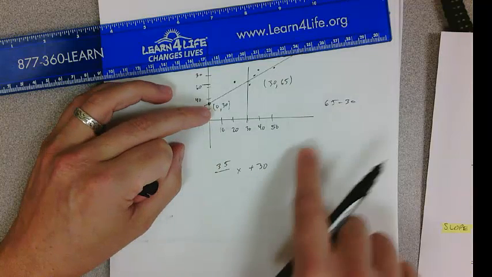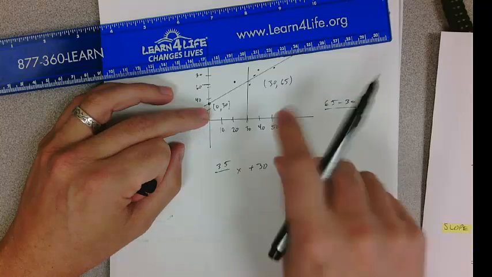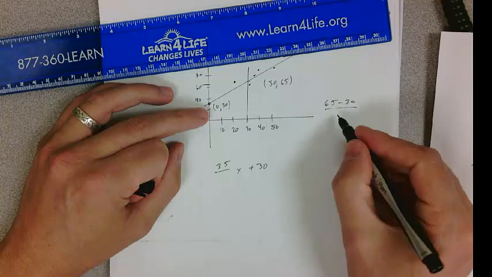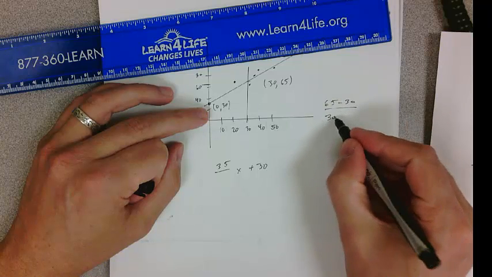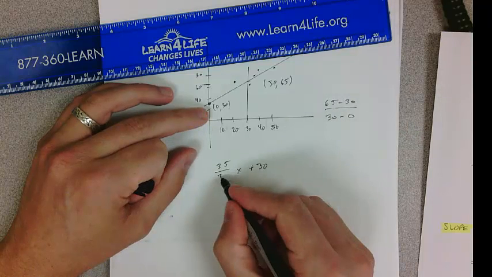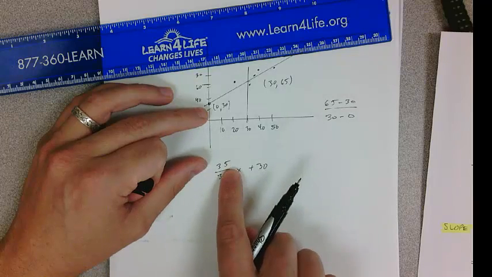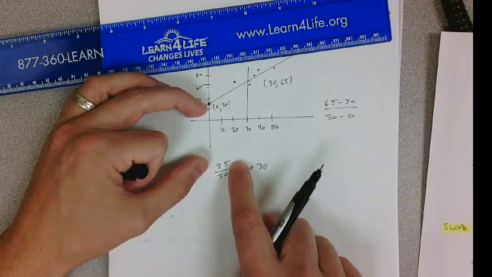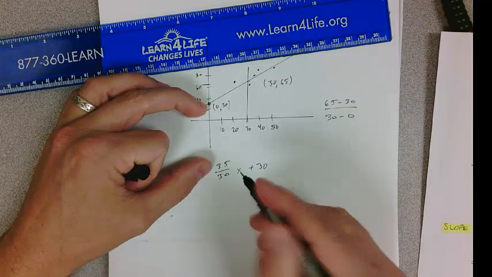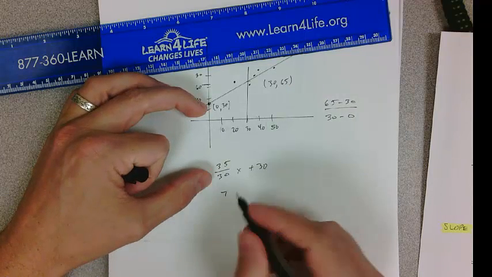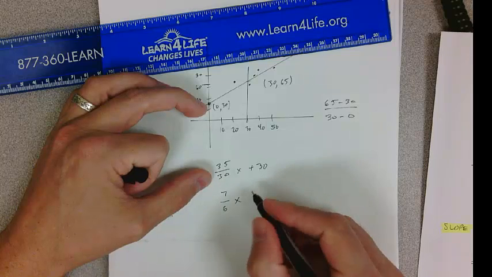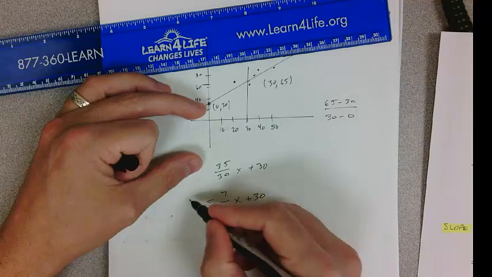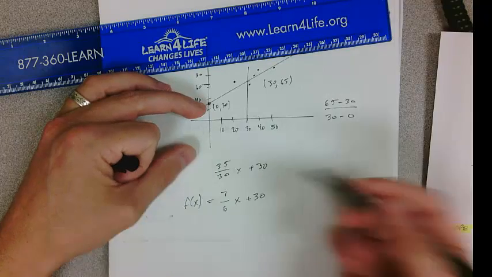divided by the change in x value. So it goes from 0 to 30. So the difference between those two would be 30, right? 30 minus 0. So I might simplify this. Let's see, I can divide the top and the bottom both by a 5, right? So that'd be 7 over 6. So this looks like a pretty good approximation of the line of best fit. So we'll call that f of x.